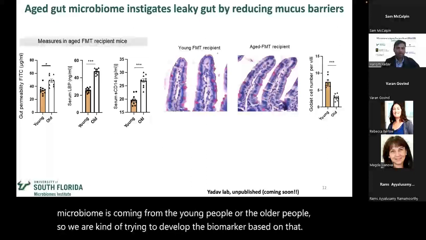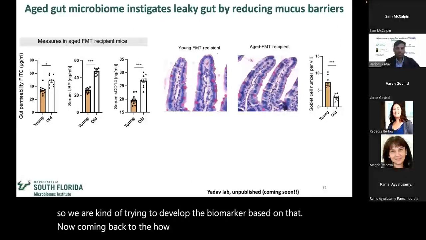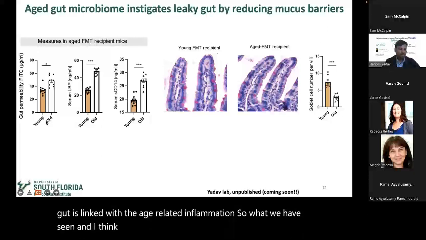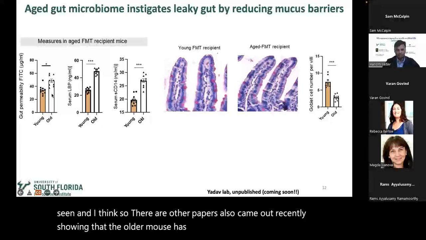Now coming back to how gut permeability and leaky gut are linked with age-related inflammation. What we have seen, and I think there are other papers that also came out recently showing this, is that the older mouse has higher gut permeability.